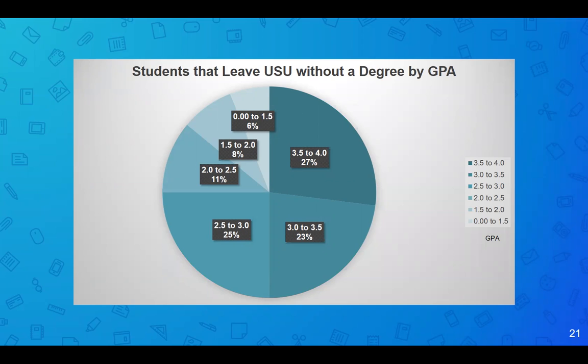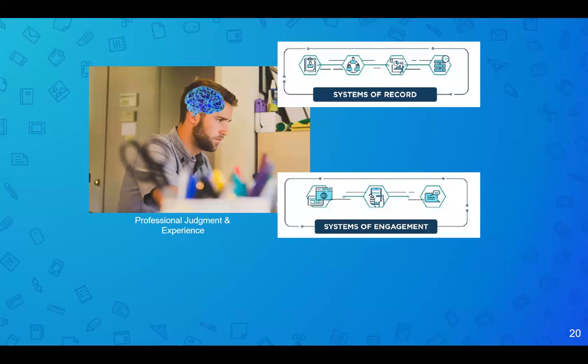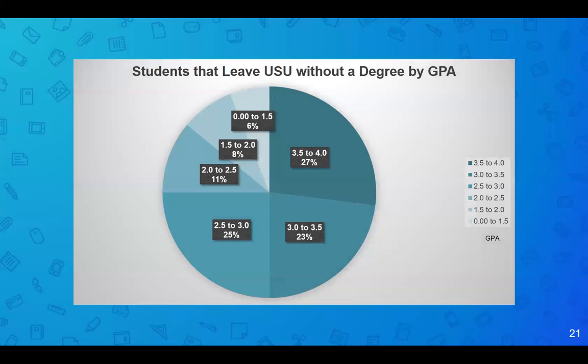And half of the pie chart is a 3.0 or above, which means what academic advisors had been doing for a long time, they'd been sitting in front of these systems of record, students' transcripts, and saying, well, if a student has a 3.0 or above, they're fine. I don't have to worry about them.